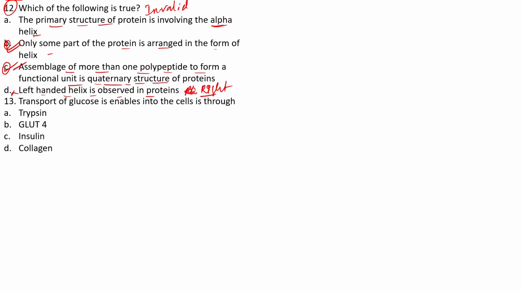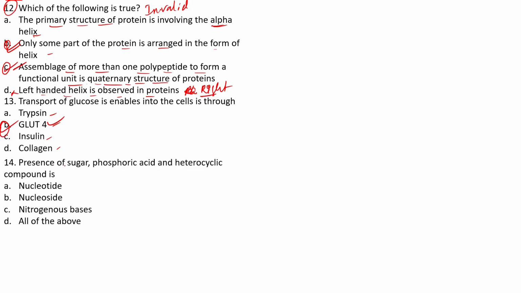The transport of glucose into the cell is enabled through the trypsin, GLUT4, insulin, or collagen? Okay, it is the GLUT4. Through the GLUT4, the glucose molecule enters into the cell.